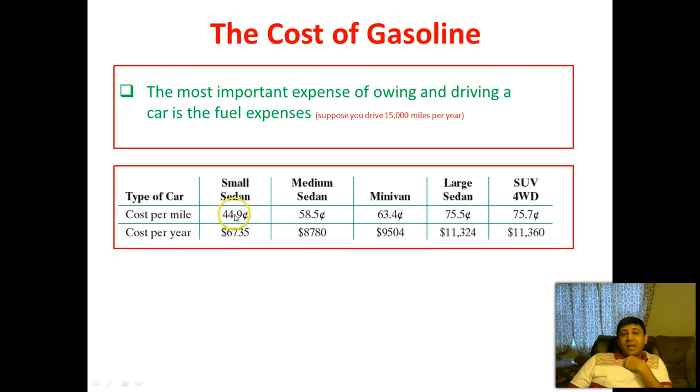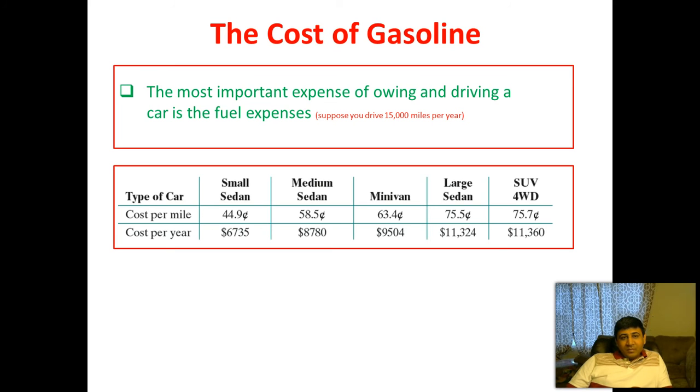Okay, so you multiply this 0.449 with 15,000 miles, and it turns out to be $6,735 if you own the smallest car, a small sedan. And if you own an SUV, four-wheel drive, it will be $11,360, which is a little bit too much for a student. And I should have a column here for Hummer, so probably it will go pretty much up. I don't know, I never owned a Hummer.